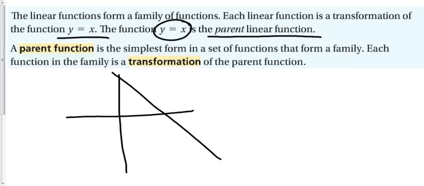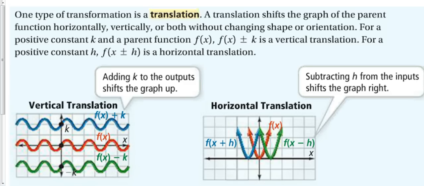Okay? So each function in the family is a transformation of the parent function, right? We're going to change the parent function around to get any form of the equation I want. So the first type of transformation that we can do is something called a translation. A translation shifts the graph of the parent function horizontally, vertically, or both without changing its shape or orientation.